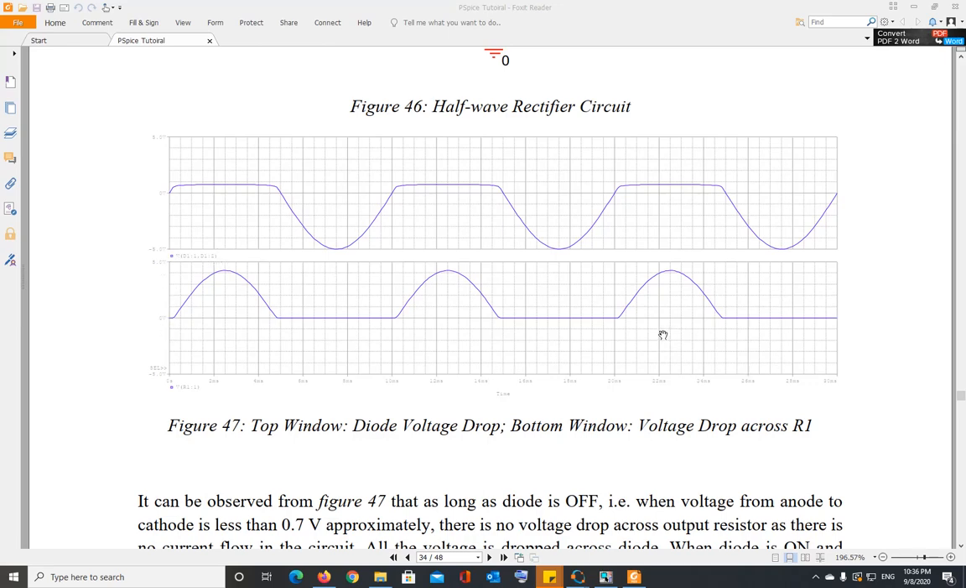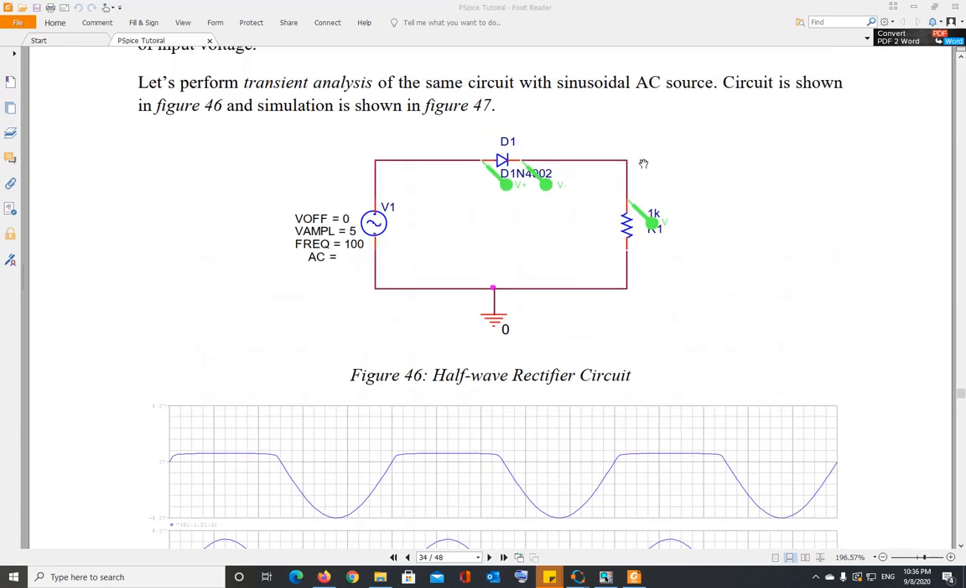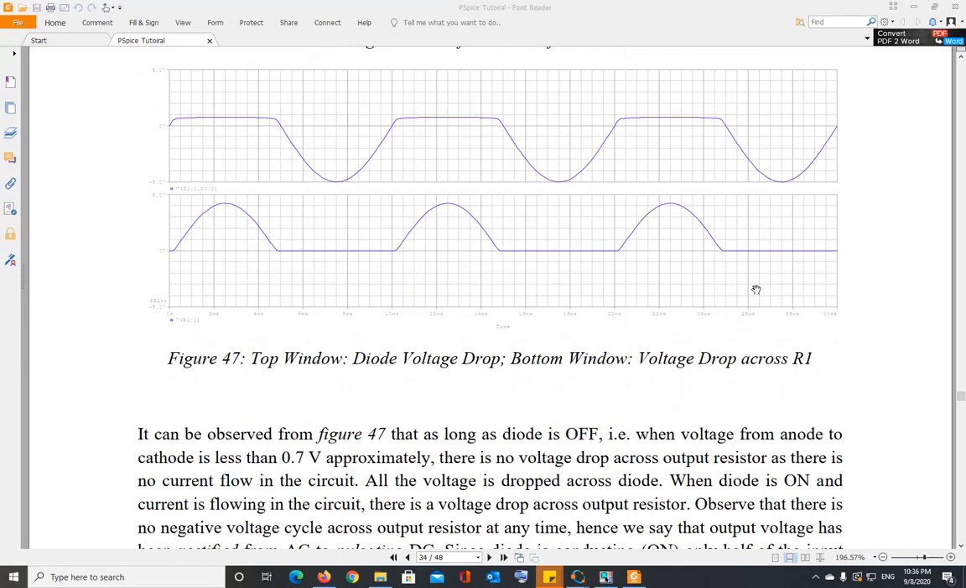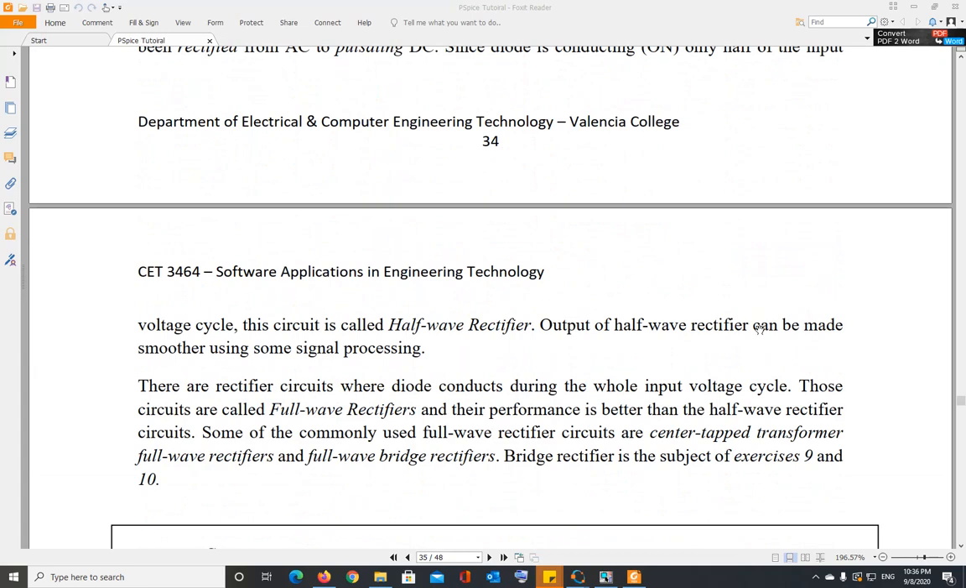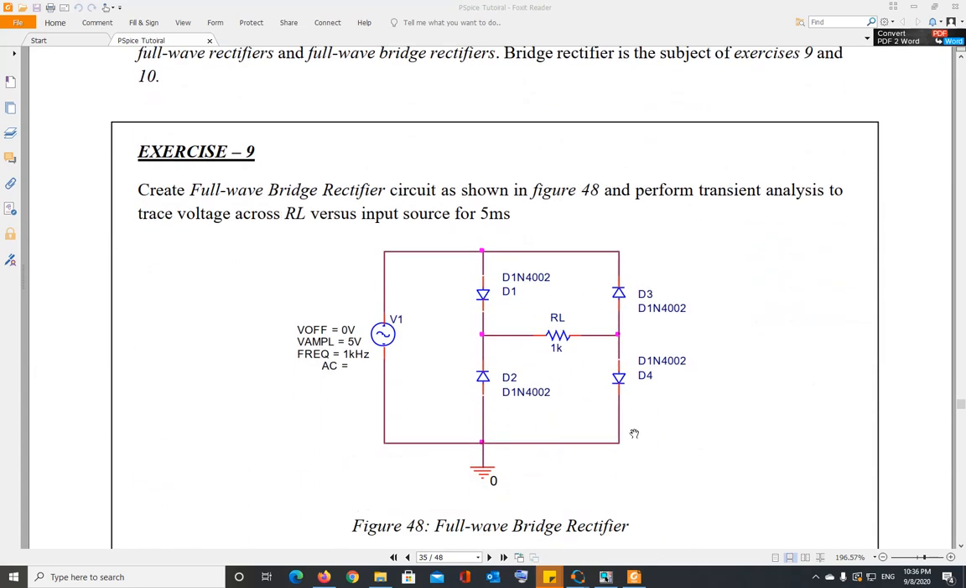And then this pulsating DC can be made constant by putting a capacitor in parallel with the resistor to create a filter. And actually we are going to study the effect of the filter capacitor in the exercise that you are going to perform for the next homework. So again, go over this, and what I'm going to do is create this circuit and then show you the output of the circuit.